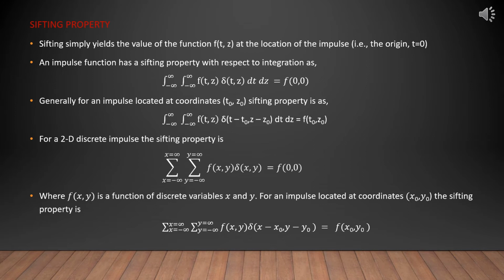The integral over t from minus infinity to infinity and z from minus infinity to infinity of f of t comma z into del of t comma z dt dz will be simply f of 0 comma 0. This is called the shifting property because the impulse function del of t minus lambda shifts through the function f of t and pulls out f of lambda. Similarly, we can define it as replacing the value of t in the function f of t by the value of t that makes the argument of the impulse equal to 0. In the general case, it will be t equal to lambda.